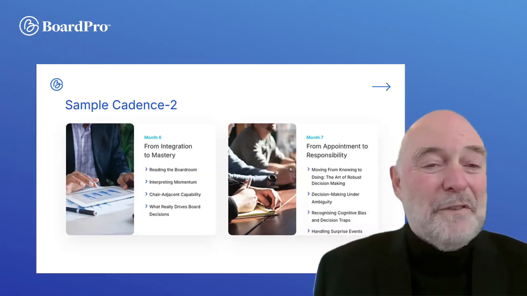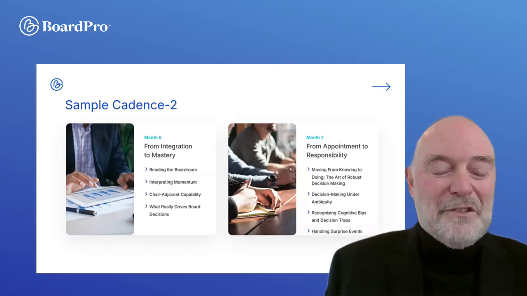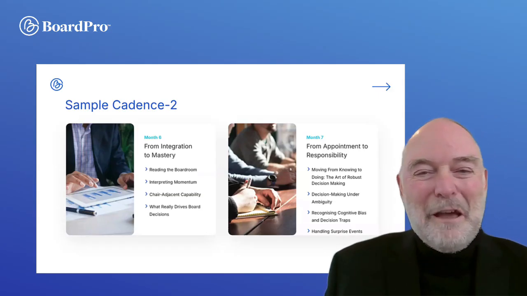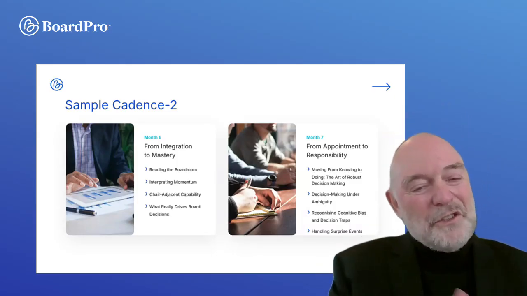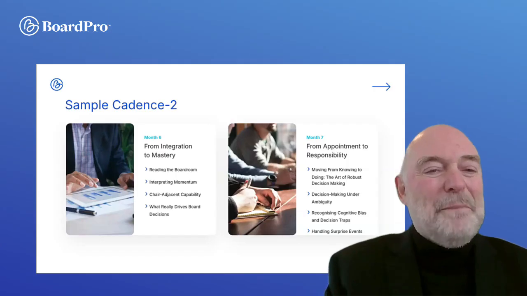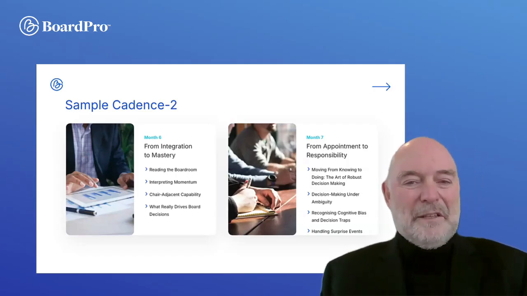How do we handle surprise events? Oh, the CEO has just been convicted of an offence. What are we going to do, sort of thing? Hope it never happens. Guarantee it will at some stage in your career. So these are sample cadences. They don't have to be in that order, but it's the way you think about things. Linda, your thoughts about cadence?